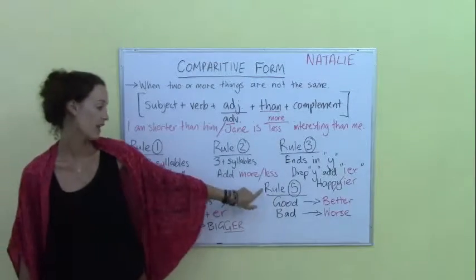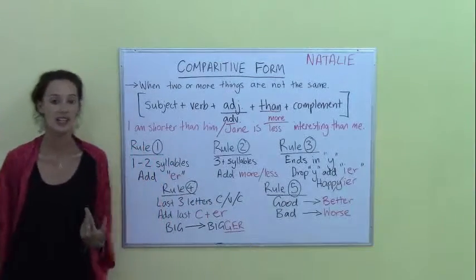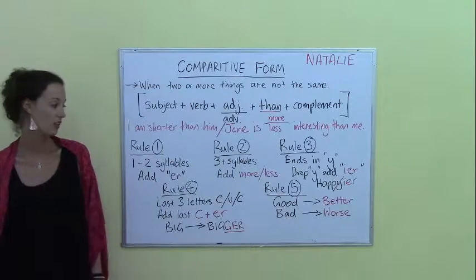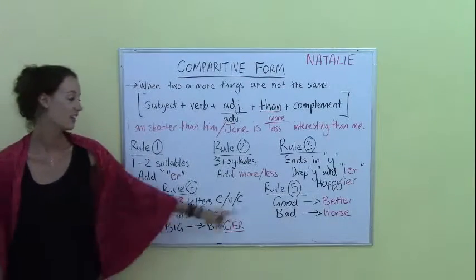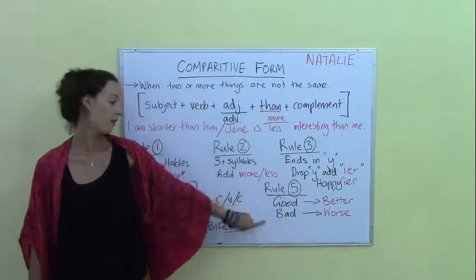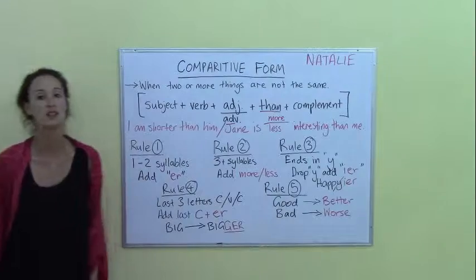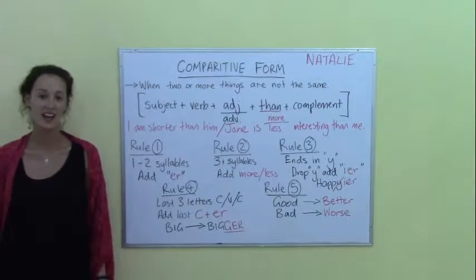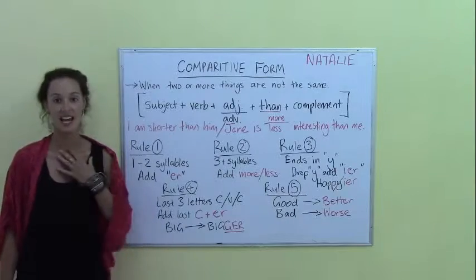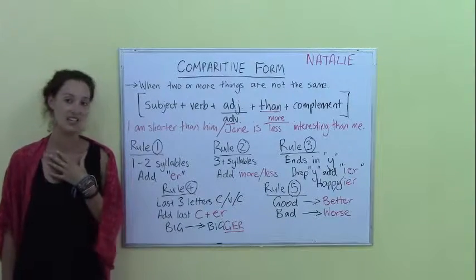And finally, the last rule is talking about irregular adjectives and adverbs. You just need to remember these. 2 examples are good and bad. Good becomes better, bad becomes worse. So he was a better volleyball player than I am. He is a better beach volleyball player than I am. I am a worse beach volleyball player than he is.